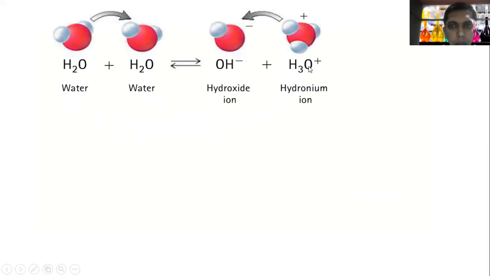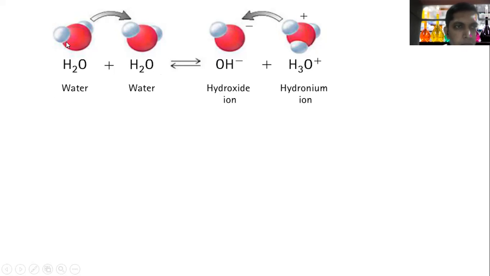So this hydronium ion now will act as the acid and it will donate the proton to hydroxide ion. And again, the water molecules will be reformed. So for this water molecule, its conjugate acid is the hydronium ion, and for this hydronium ion, the conjugate base is this water molecule.